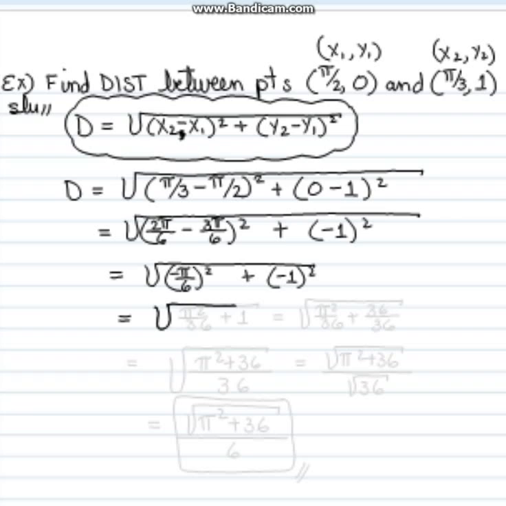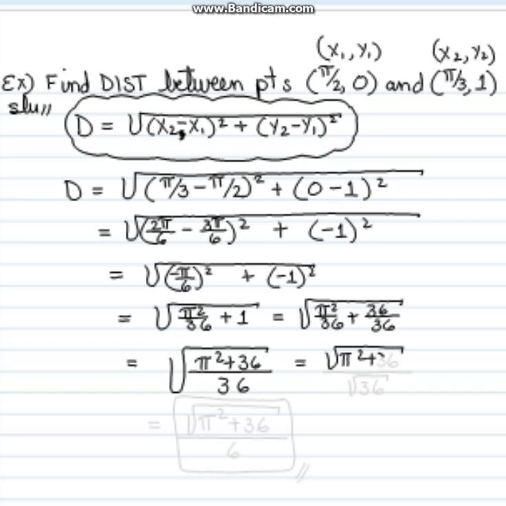Now, let's do the squaring. We get the square root of pi squared over 36 plus 1. And that, getting a common denominator with 1, we have pi squared over 36 plus 36 over 36. So under the radical sign, we have pi squared plus 36 all over the common denominator, 36. Okay, we can bust that up, top and bottom, and then simplify the bottom. The top is the square root of pi squared plus 36. The bottom is just 6.